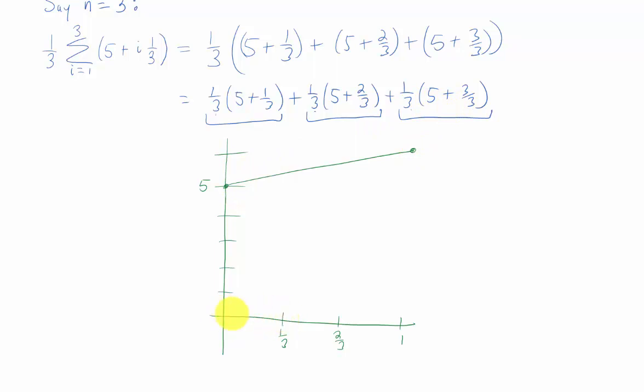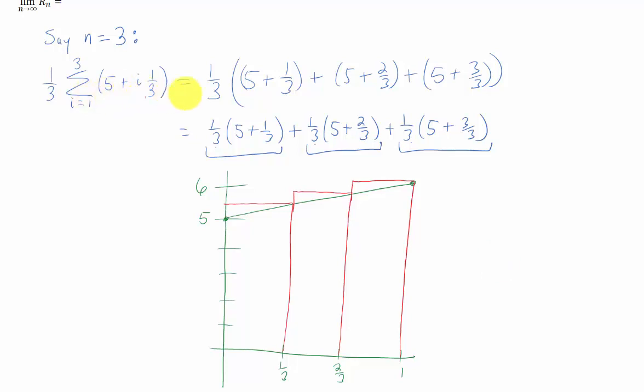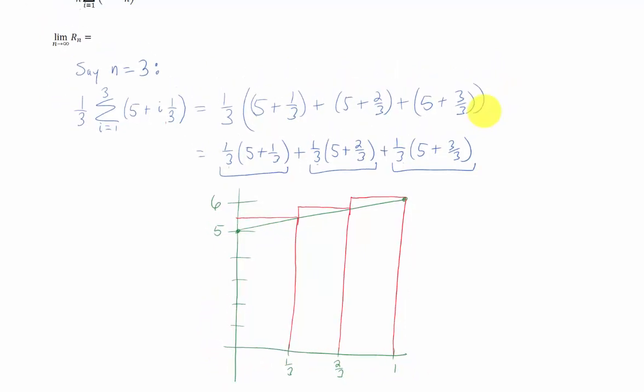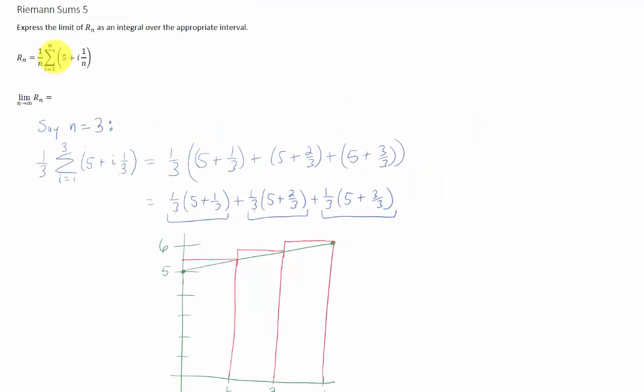The width of my first rectangle is 1/3 and the height of my first rectangle is 5 plus 1/3. So something like that maybe. The width of my next rectangle is 1/3 and the height of my next rectangle is 5 plus 2/3. The width of my last rectangle is 1/3 and the height of my last rectangle is 5 plus 3/3, which is just 6. So this Riemann sum that we've written out here represents the sum of the areas of these three rectangles, which approximates the area under this function right here, which I think we can find between the x values 0 and 1.